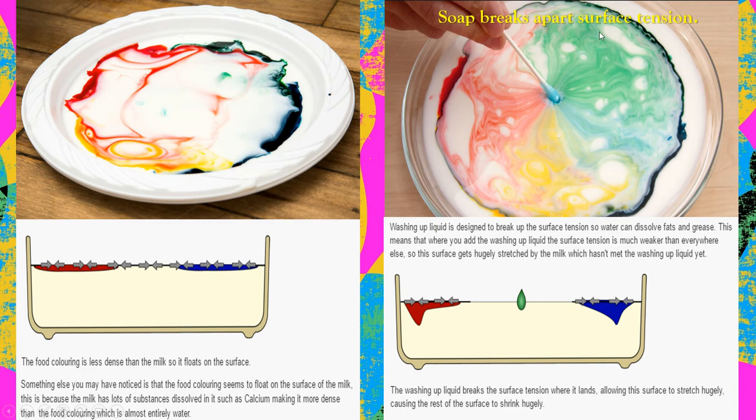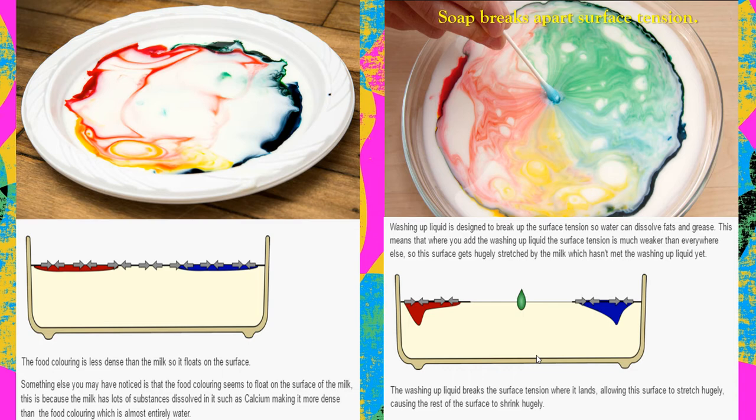Soap breaks apart the surface tension. So I'm going to put food coloring in like this. I'm going to drop it here, we're going to drop it here, we're going to drop it there, we're going to drop it there. Washing up liquid, dishwashing soap, is designed to break up the surface tension so the water can dissolve the fats and grease. Remember on the last video about surface tension, I showed you the greasy hands. That's what the liquid soap does. It dissolves the grease that was on the hands. It breaks the bonds of those molecules.